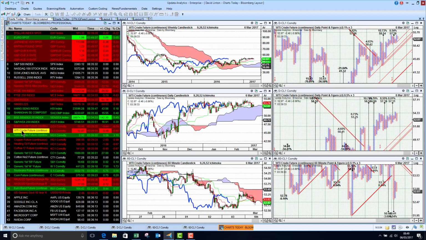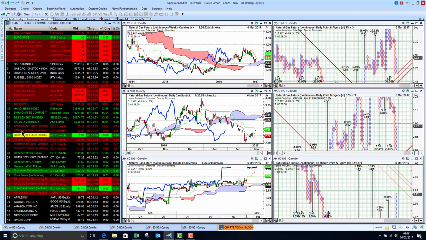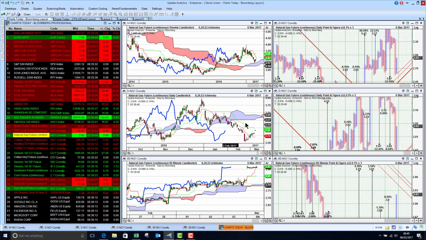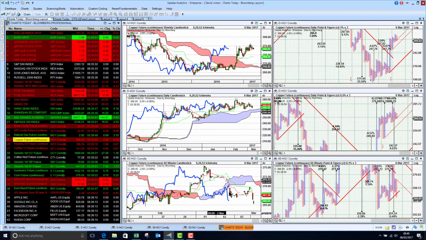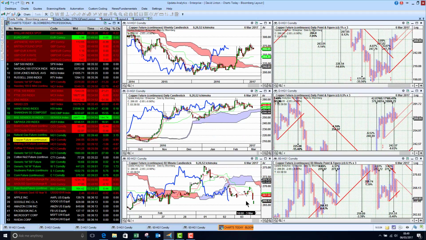Same with WTI. US nat gas has broken above the cloud, and that's quite bullish. We're nudging back to this $3 mark, but we do have a mountain to climb in terms of the medium-term chart. Copper, interestingly, has fallen away just below the cloud here on the short term, but the medium and long-term chart's looking good.